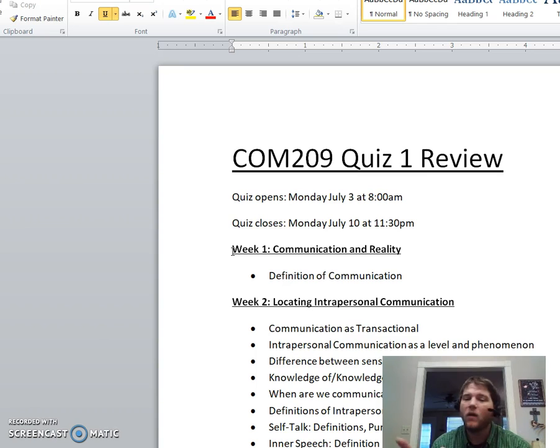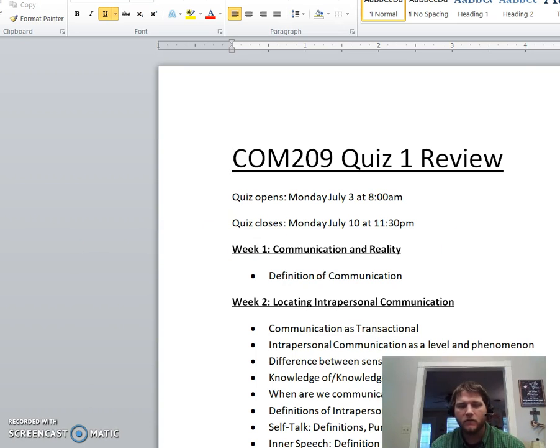You're doing all of your essay writing in the discussions, in the journals, and for your final paper. I don't ask essay test questions. These are true false, multiple choice, matching, and there might be a couple of multiple select questions. Make sure you read the directions. I'm usually pretty good about putting clear directions in there. So that's what it's going to look like. Here's what's going to be on the quiz.